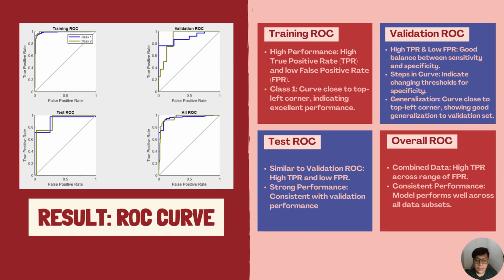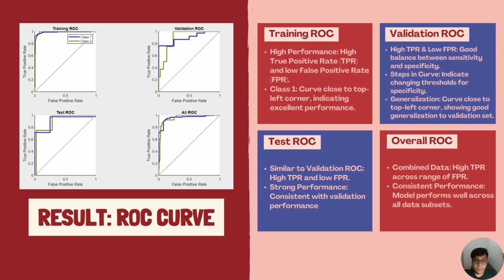For our next result, which is the ROC curve, there are four of them: the training ROC, validation ROC, test ROC, and overall ROC. For the training ROC, we have high performance, which has high TPR and low FPR. For this ROC, the curve is close to the top left corner and indicates excellent performance. So it's a great performance.